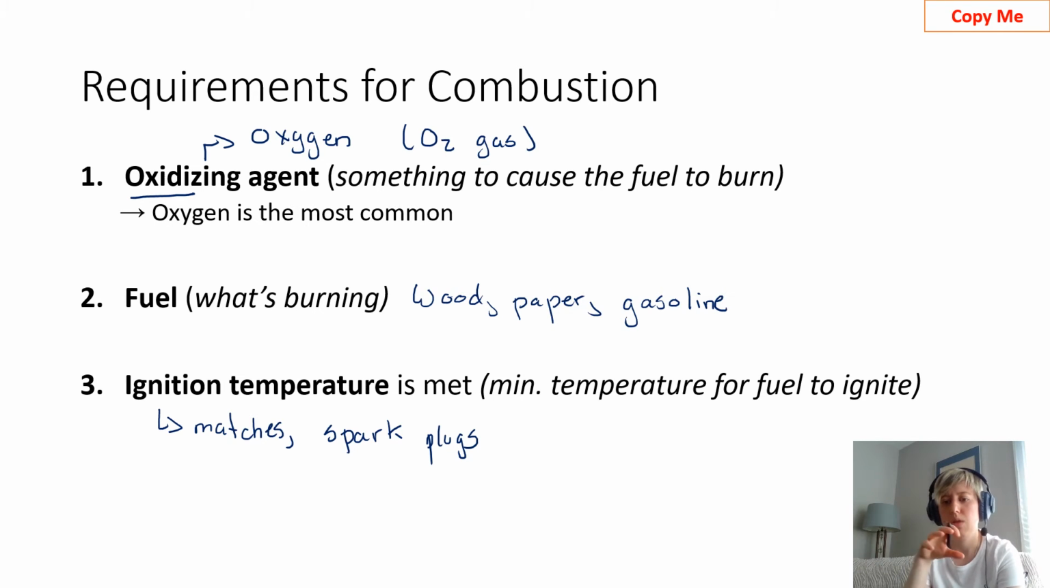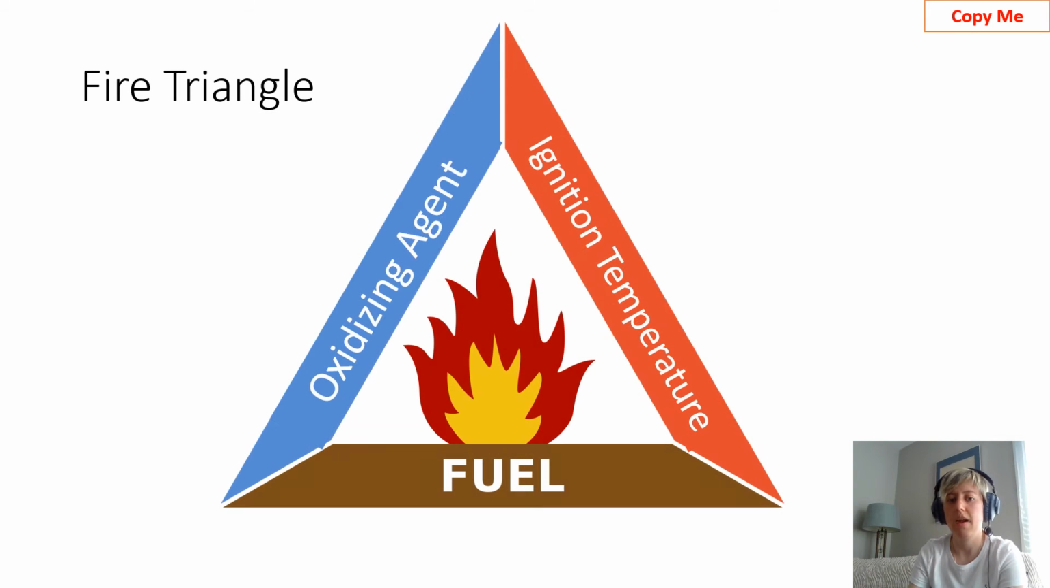So we can think of this as a fire triangle, right? And the reason why we call it a fire triangle is that if one of the components of the triangle is not met, combustion does not happen. For combustion to take place, I need to have all three of these things together. So 3 things for combustion: fuel, oxidizing agent, and ignition temperature. I have all 3, combustion takes place. I'm missing one of them, combustion does not take place.